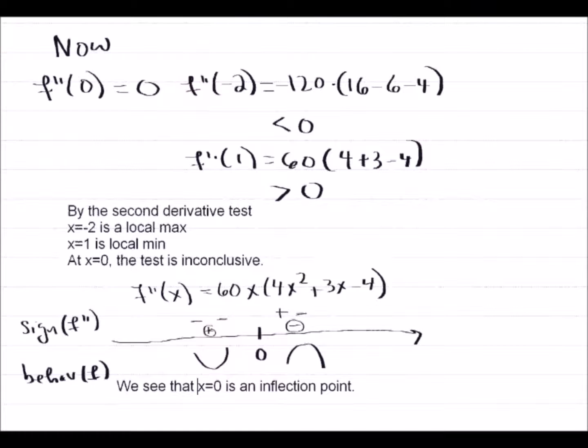So we see that x equals 0 is an inflection point.